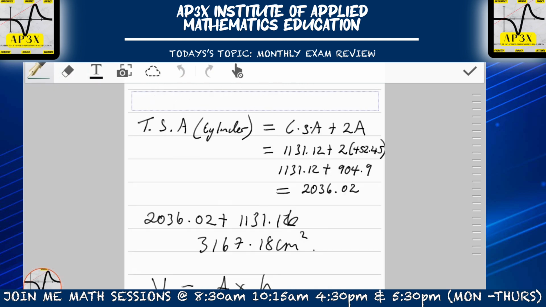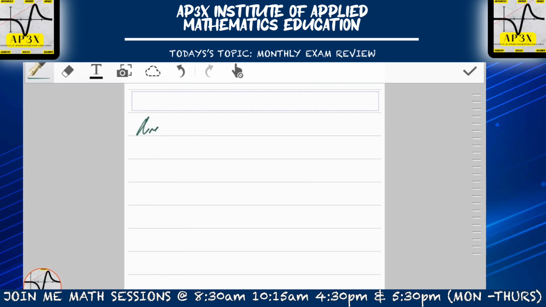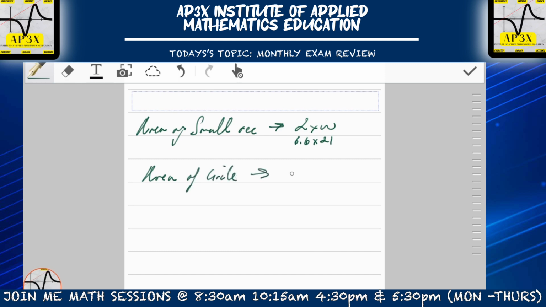So what we're looking at then is in fact the area of the small rectangle inside. So area of small rect is equal to length times width, which is 6.6 multiplied by 2.1. And then, of course, the area of the circle is in fact equal to pi r squared, which is going to be 3.142 times 2.3 squared. So when we match this up, we end up with 6.6 multiplied by 2.1, we get 13.86.